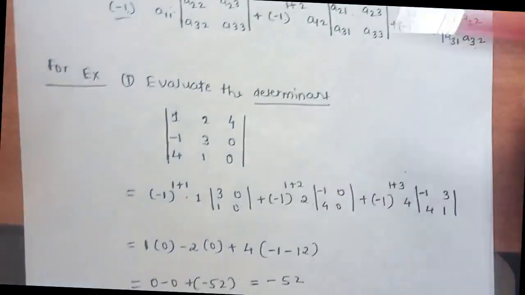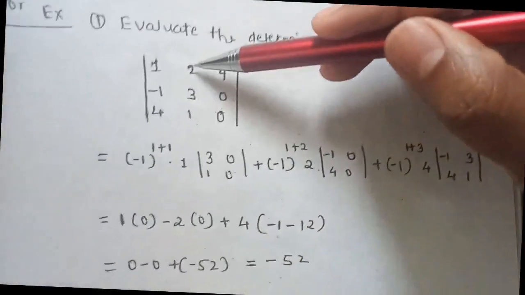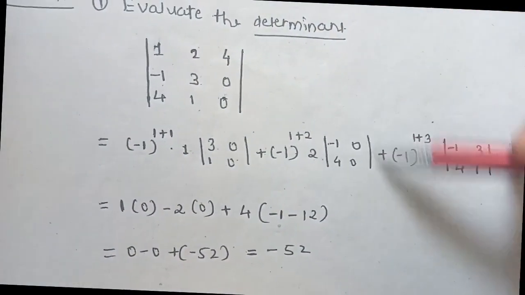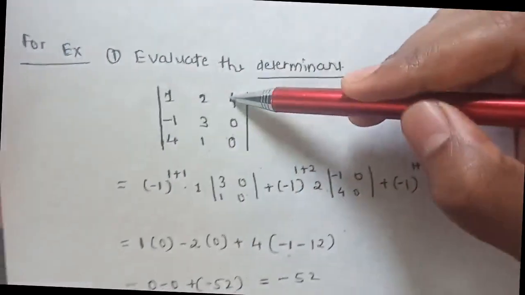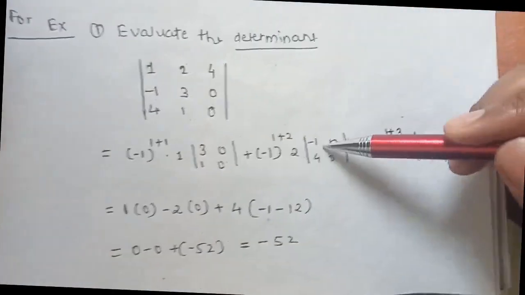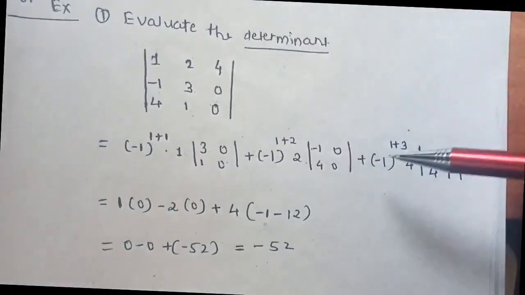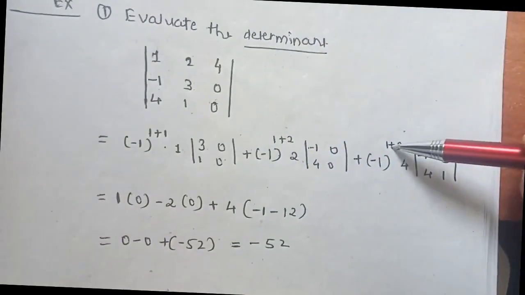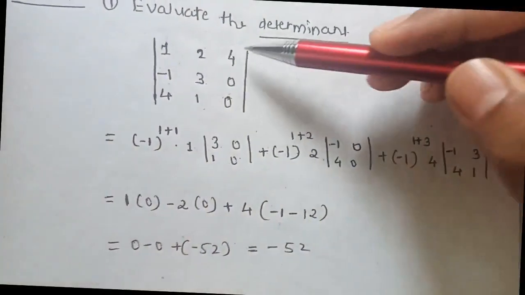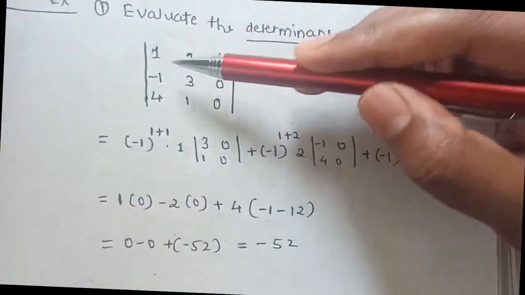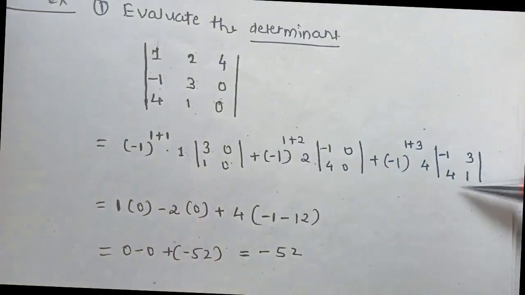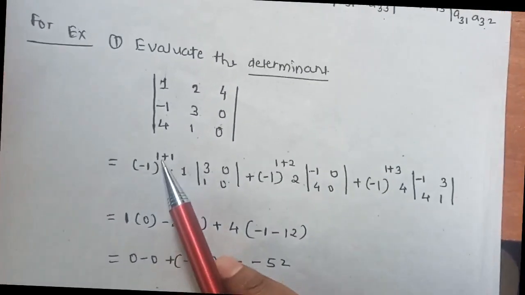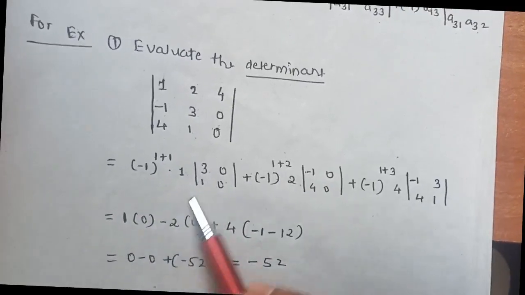Then minus 1 to the power of, this is first row and second column, so 1 plus 2, into the element 2, determinant of leaving this column and this row, so minus 1 0 4 0. Plus minus 1 to the power of 1 plus 3, because this is the 13 element, into this element 4, determinant of leaving this column and this row. The elements are minus 1 3 4 1. Now minus 1 to the power of 1 plus 1 is minus 1 to the power of 2, an even power, so it is going to be 1.